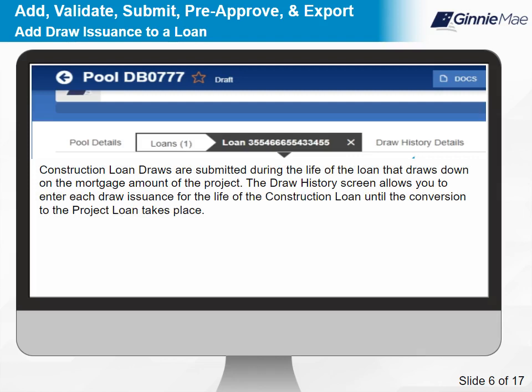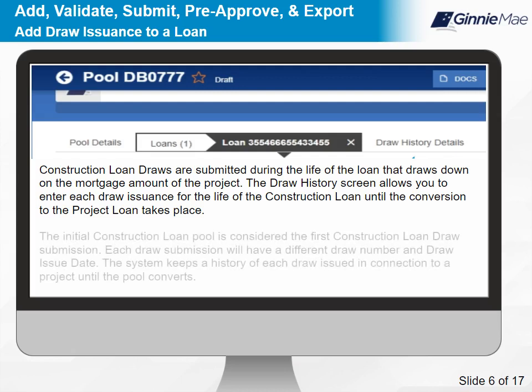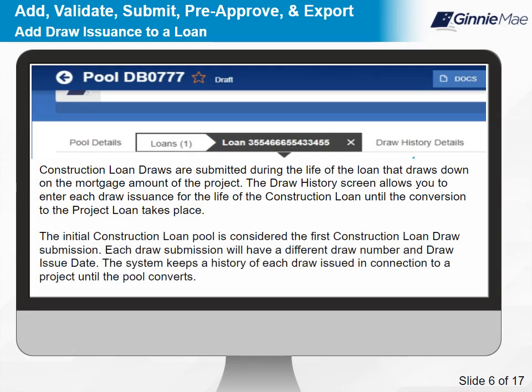Construction loan draws are submitted during the life of the loan that draws down on the mortgage amount of the project. The Draw History screen allows you to enter each draw issuance for the life of the construction loan until the conversion to the project loan takes place. The initial construction loan pool is considered the first construction loan draw submission. Each draw submission will have a different draw number and draw issue date. The system keeps a history of each draw issued in connection to a project until the pool converts.